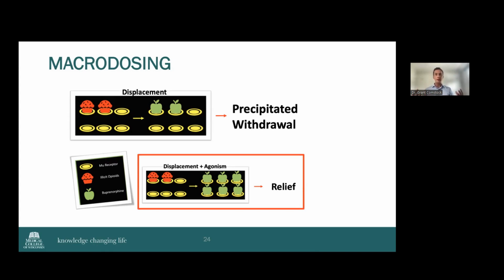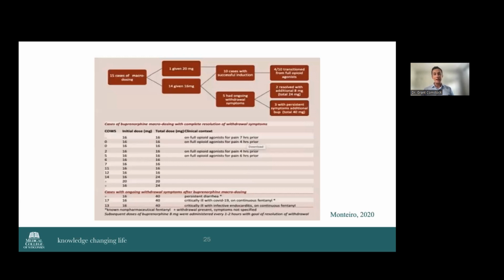Well, the obvious benefit to that is it's one shot and you're done. You give them a gigantic slug of buprenorphine. You fill all those receptors. They're induced. They're started. All they need at that point is a linkage to care. They feel better quickly. They get linkage to care. The problem is the lack of data. There is not much out there that describes this.